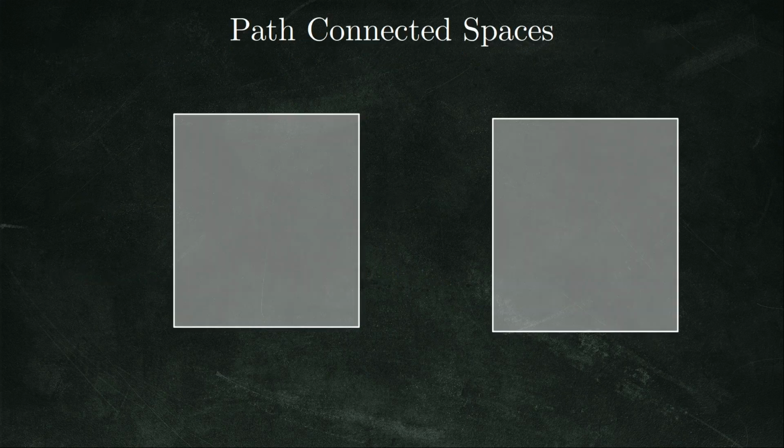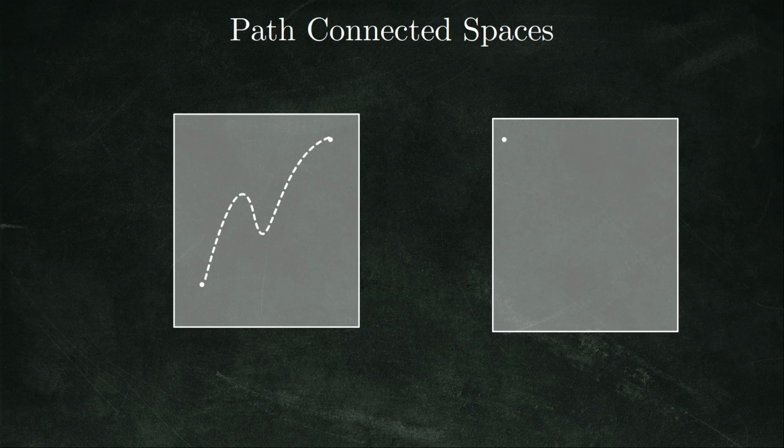A different but related notion of connectedness is something called path connectedness. So here again, we've got our disconnected space. And if we take any 2 points in one of the connected regions, we can draw a path that goes from one to the other.